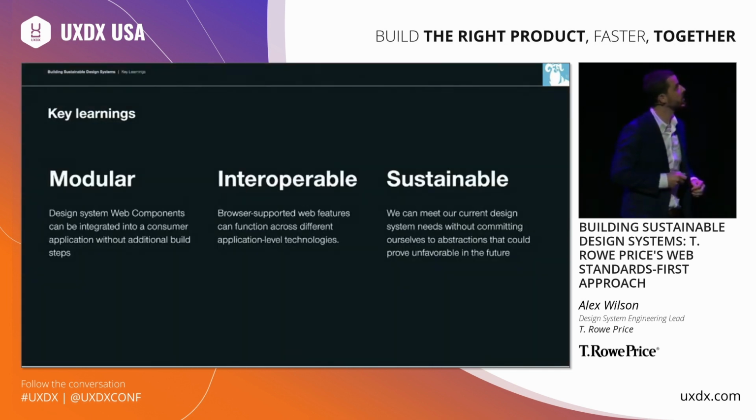All right, some key learnings to mention. With this pattern, we now have a modular approach, one that doesn't require build steps after publishing. It's also interoperable, meaning that you can choose a framework, bring it to the table at the application level, and you can use the components in there as well. But most importantly, it's sustainable. We can build for today without negatively impacting the future.